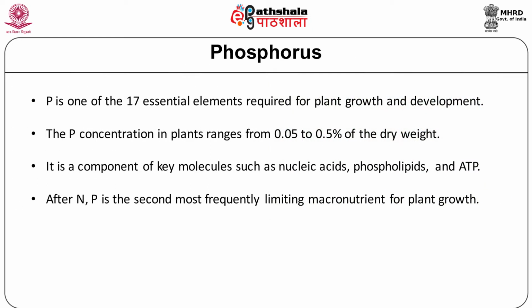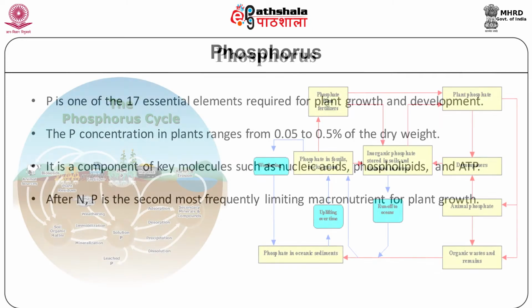Phosphorus is one of the 17 essential elements required for plant growth and development. Its concentration in plant ranges from 0.05 to 0.5% of the dry weight. It is also a key component of molecules such as nucleic acids, phospholipids and ATP. After nitrogen, phosphorus is the second most frequently limiting macronutrient for plant growth.